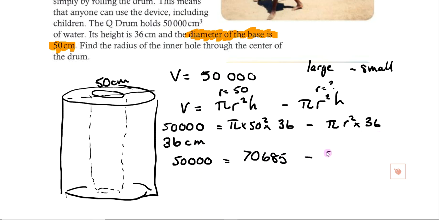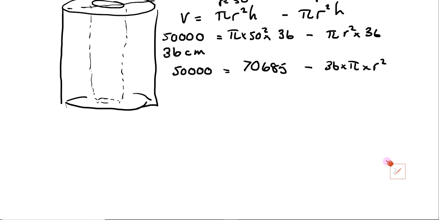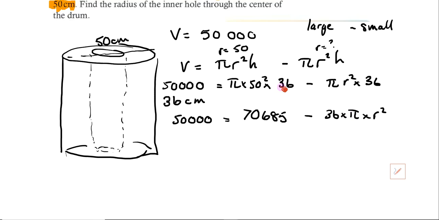I'm going to rewrite it as 36 times pi times r squared. You said pi 50 squared. I think it's 25 because that's diameter squared. Good point, yeah. Well spotted. This shouldn't be 50, it should be 25, because the radius is 25. That's why we write it all down.